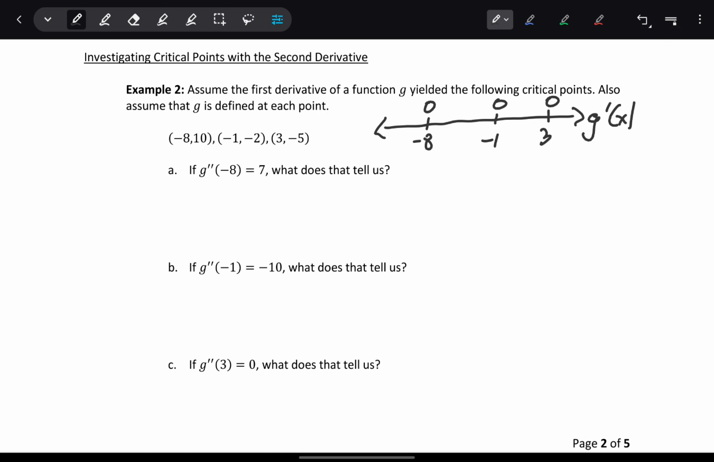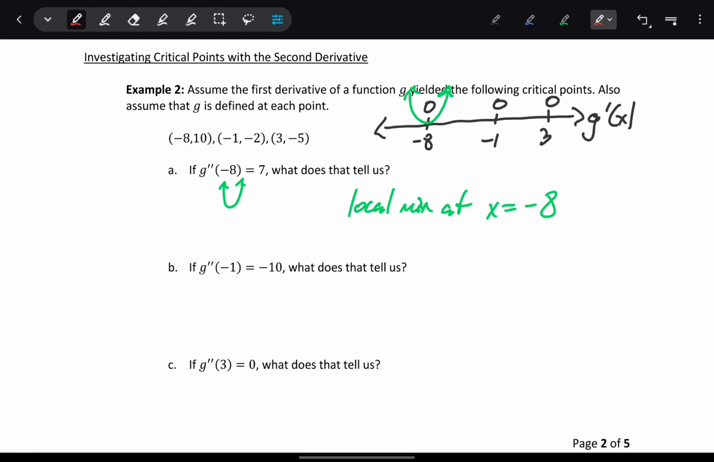In part A, we're told that g double prime, so the second derivative of g, evaluated at -8, is equal to 7. Since the second derivative is equal to 7, that means our function is concave up at that point. So we know that the first derivative is equal to 0, our function is concave up, and that tells us that we have a local minimum at x equals -8. That's a much faster process than what we did before, where we had to investigate points on either side of -8.